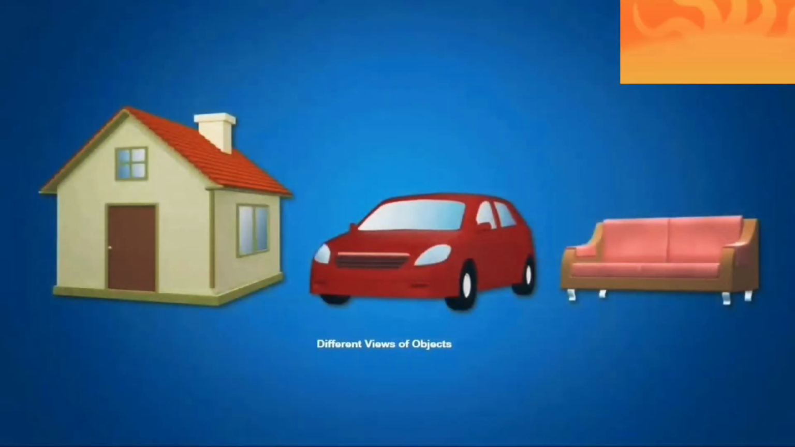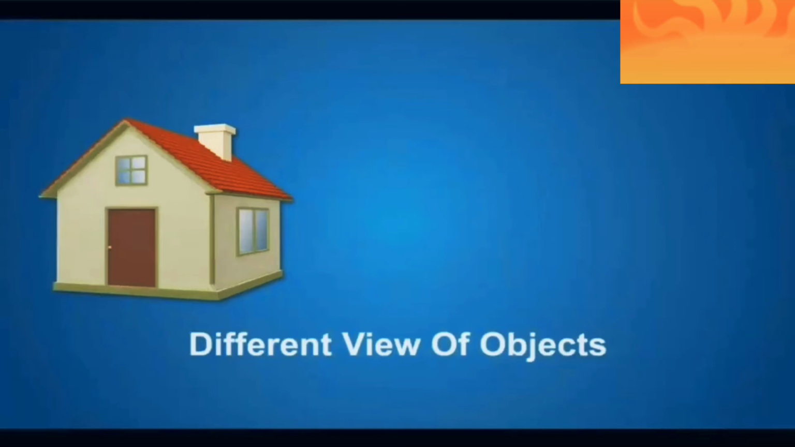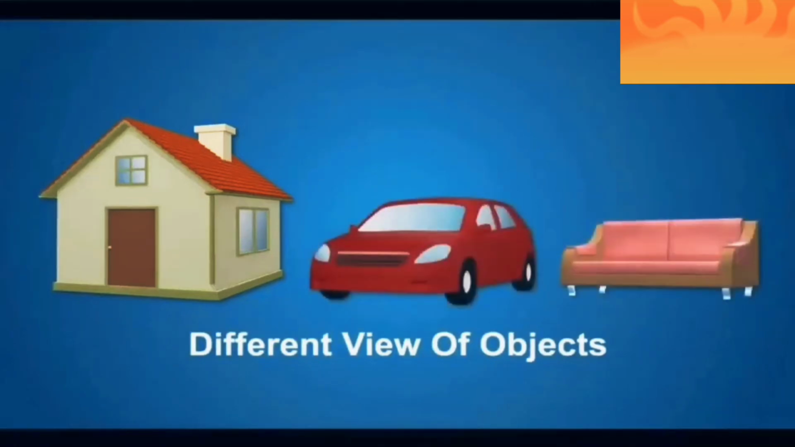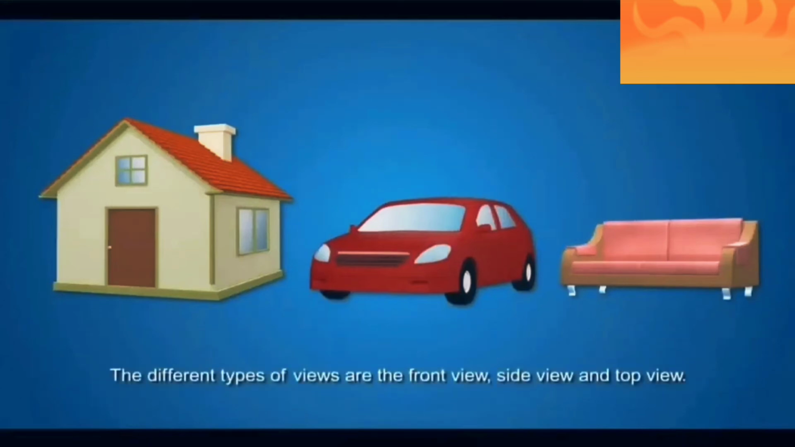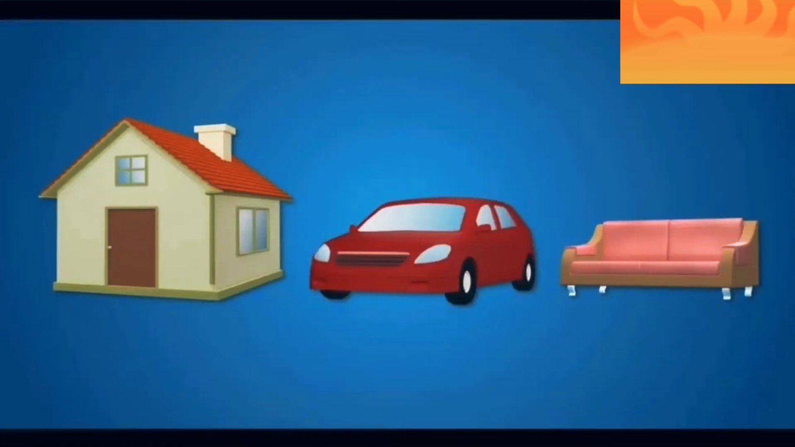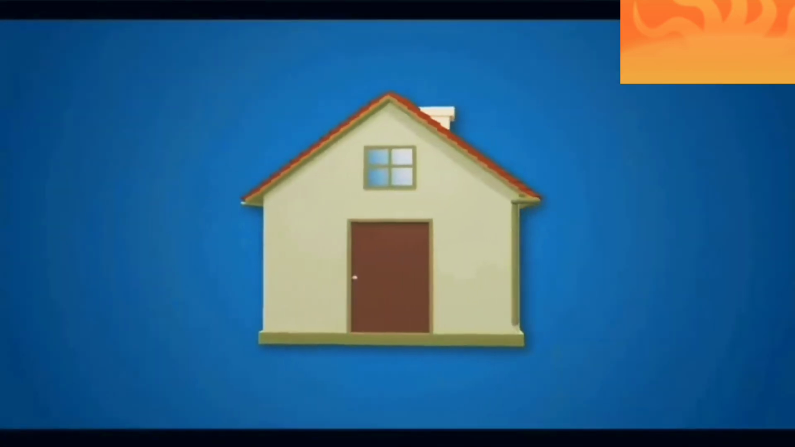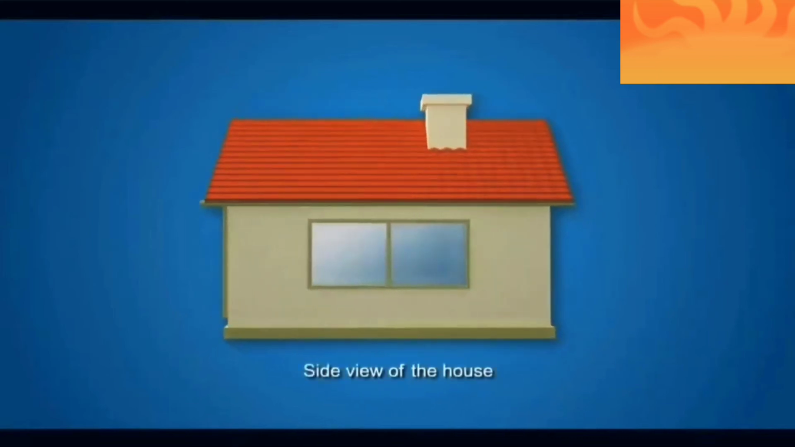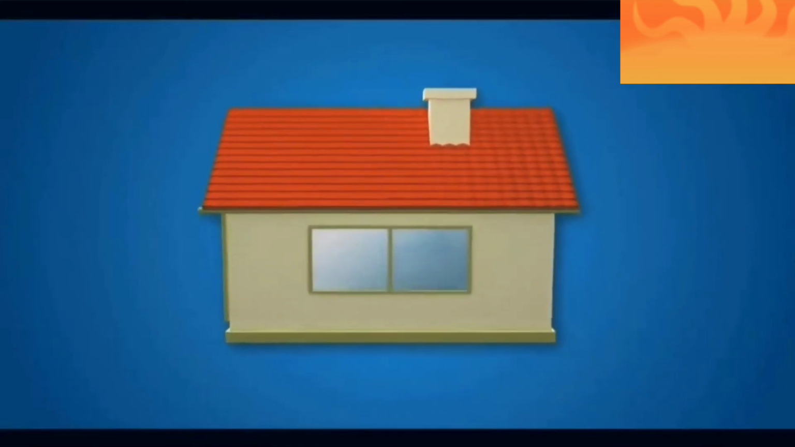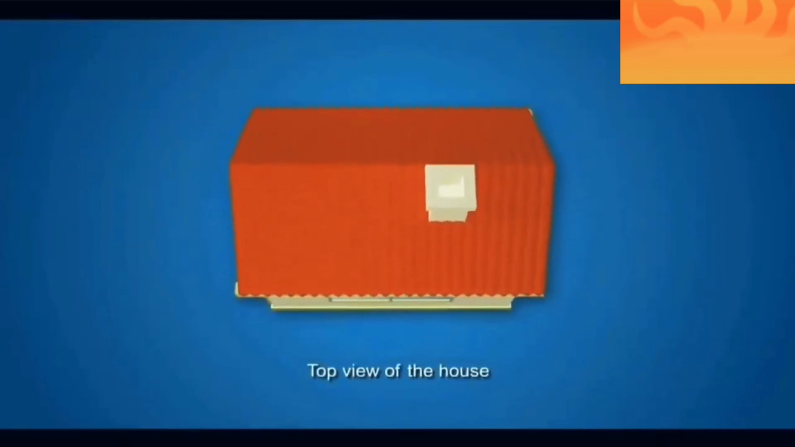Different views of objects. Every object has different views depending on the direction from which it is seen. The different types of views are the front view, side view, and top view. Let us look at some objects in these three views. When the house is viewed from front, it looks this way. This is the front view of the house. Similarly, the side view of the house and top view of the house.